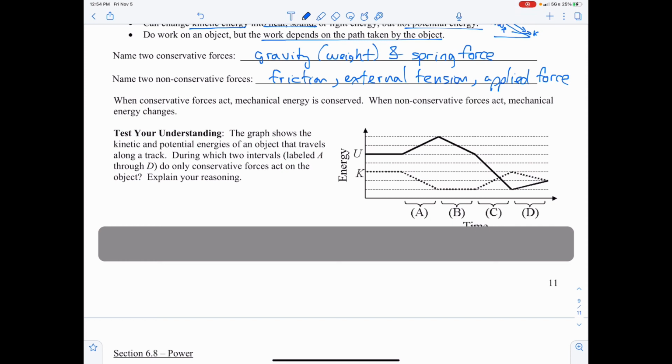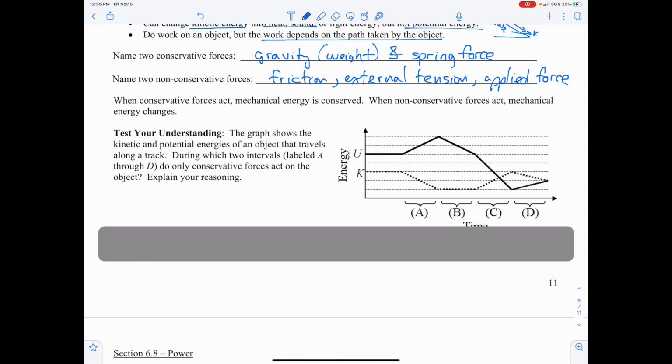Test your understanding. The graph shows the kinetic and potential energies of an object that travels along a track. During which two intervals, labeled A, B, C, and D, do only conservative forces act on the object? Explain your reasoning. Conservative forces are going to be acting when there is no loss in mechanical energy. Here's what I mean by that. The total mechanical energy is K plus U. And here's how we can look at this.